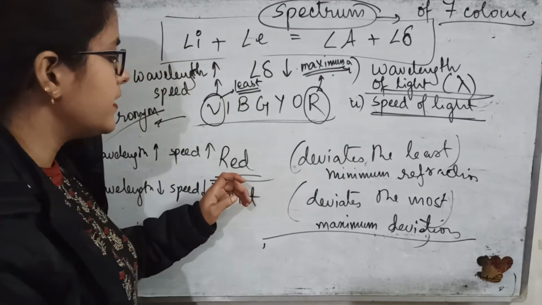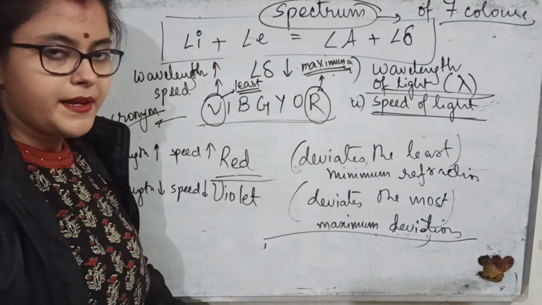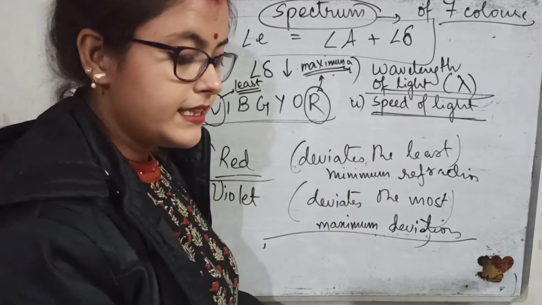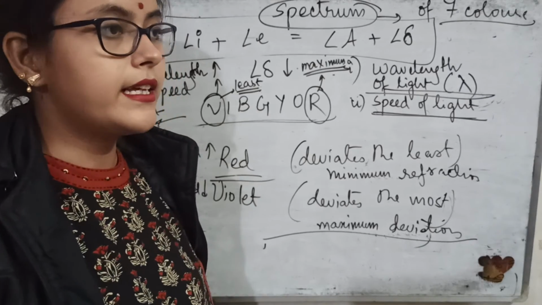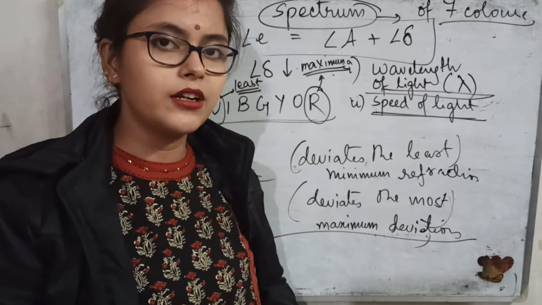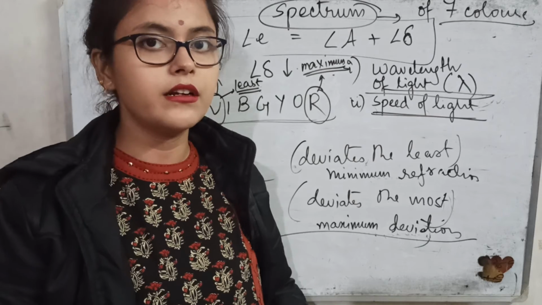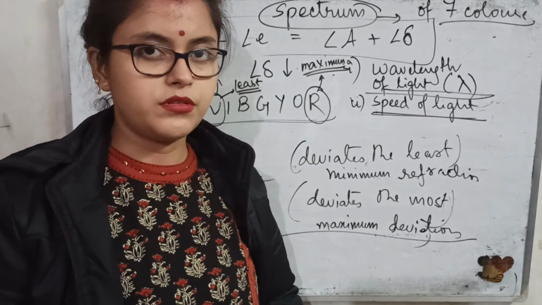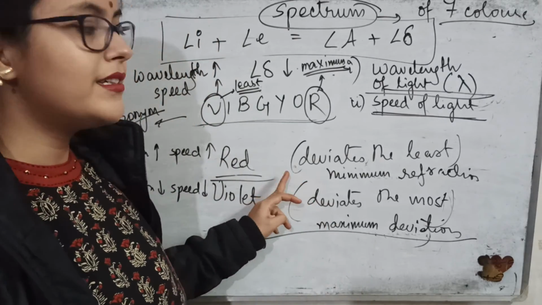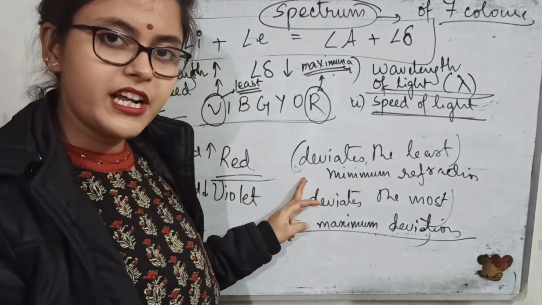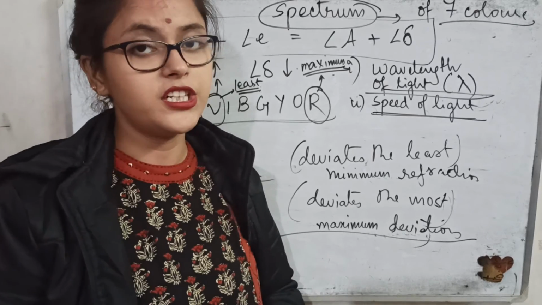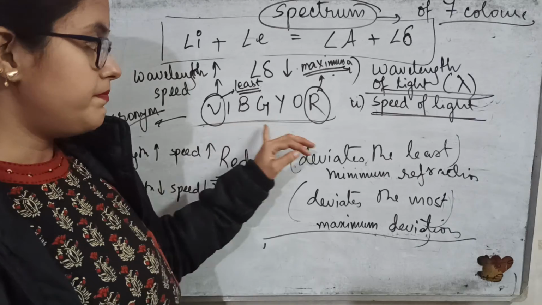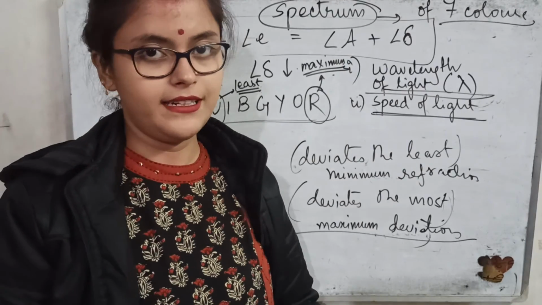And since red color deviates the least and its speed of travel is also maximum, that is why you must have seen that as a danger signal, red color is used for stopping a train or any such danger signals. Red color is used. Why? Because the color red, even if it suffers refraction, it will suffer minimum refraction and it will reach the eyes of the observer much faster than any other colors of light.